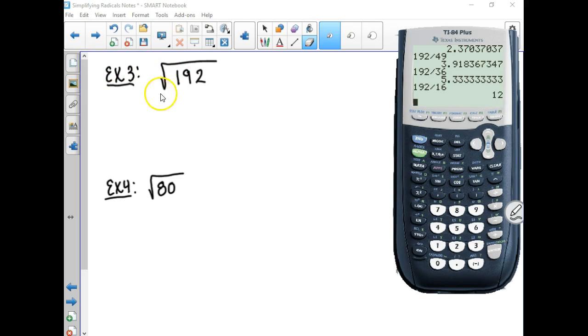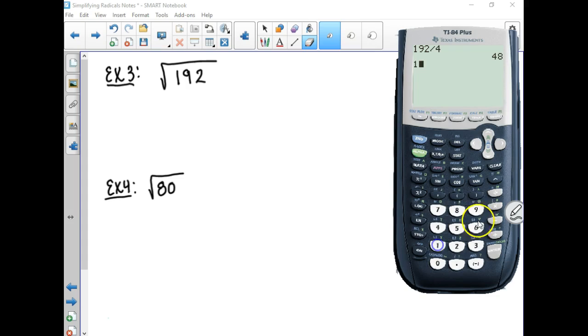Here I have the square root of 192. 192 is a bigger number, and I do not know all of the factors of 192, so I'm going to use my calculator on this problem. Whenever I'm looking for a perfect square that I can use for this, I want to use the largest perfect square. For example, if I use 4, that would work, 4 times 48, but 48 would break down over and over and over again, and I'd have a very long problem if I did that.